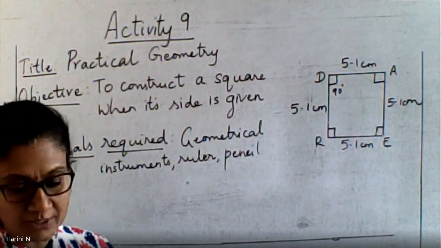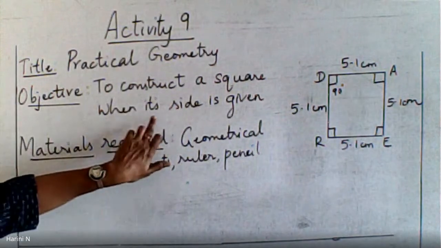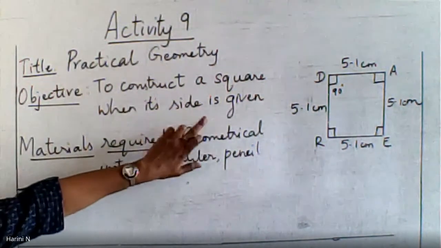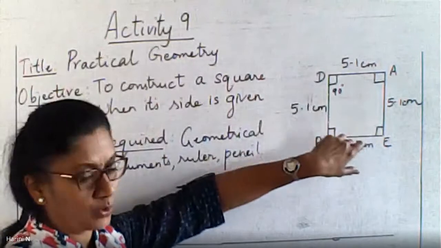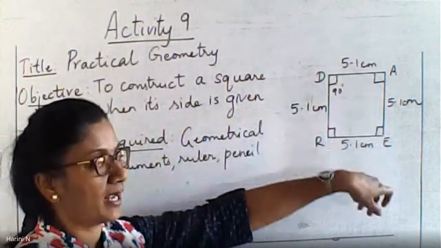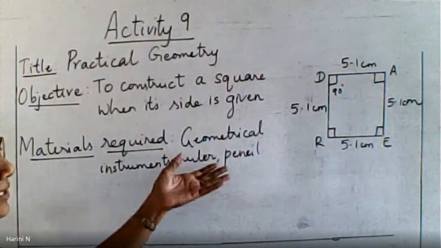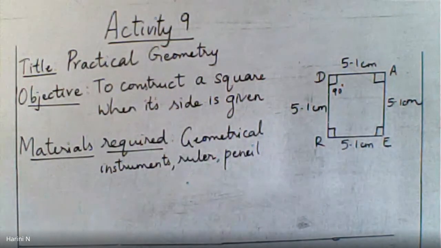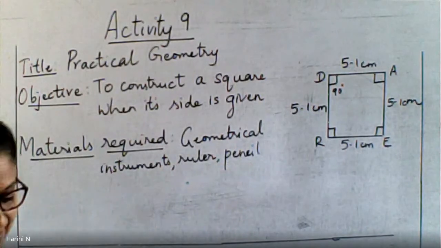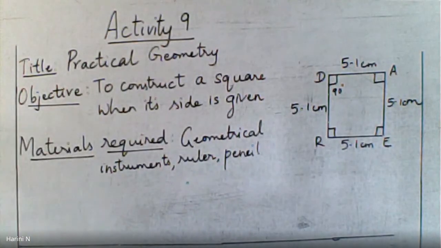So the objective is to construct a square and one of its sides is given. Though only one side is given, all the four sides are going to be the same and all the four angles are 90 degrees each. And the third one, the material required: you can write down the geometrical instruments, ruler and the pen. Alright, because this is getting recorded, maybe you can write it down visually later on.